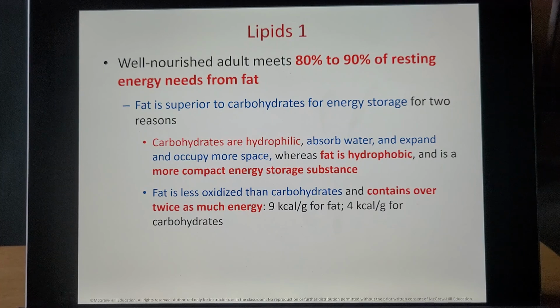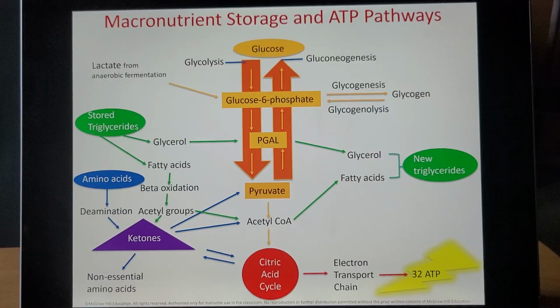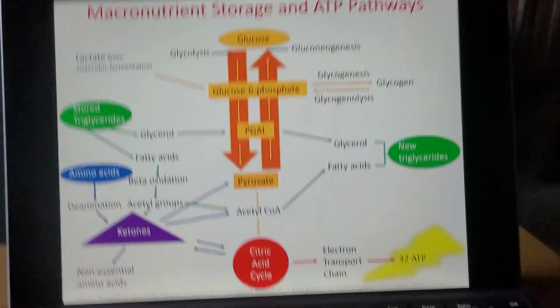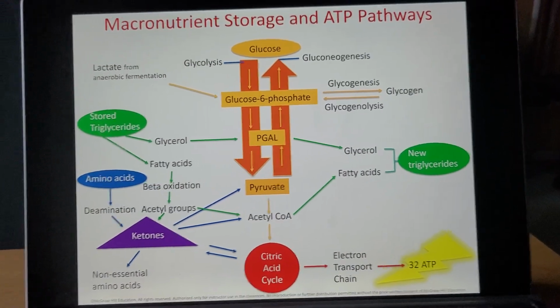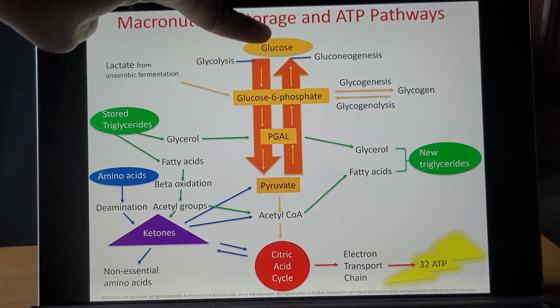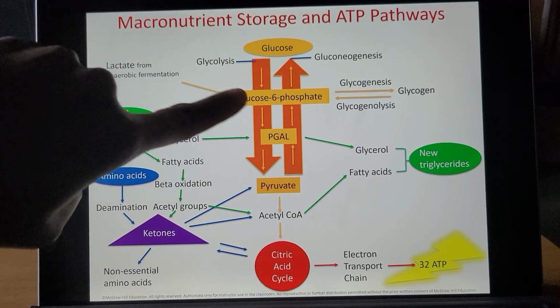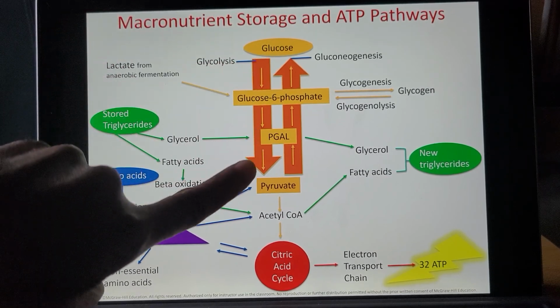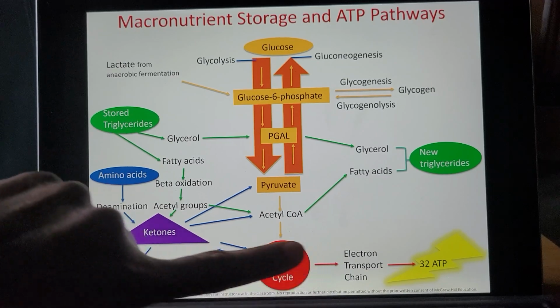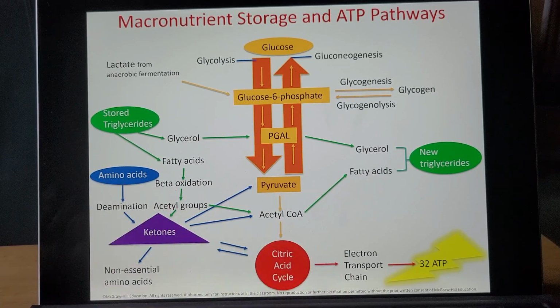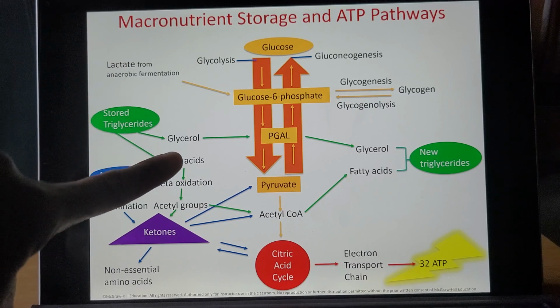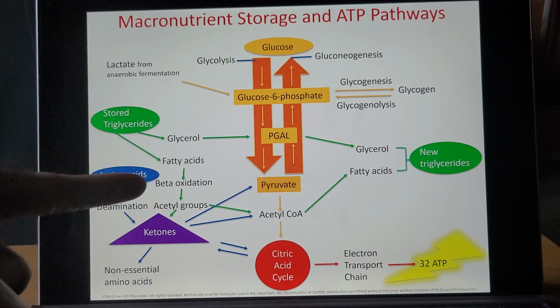So actually, let's go back to that chart. If we're comparing glucose to our lipids, so here's our glucose. We got to go through this whole process of glycolysis to break down the glucose before we even get to our citric acid cycle and electron transport chain in the mitochondria in order to extract out the energy.